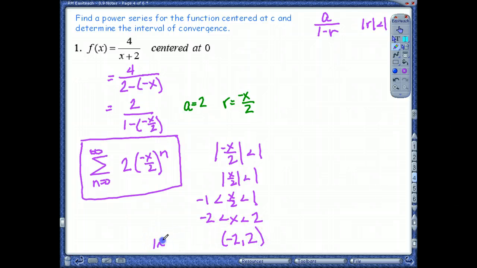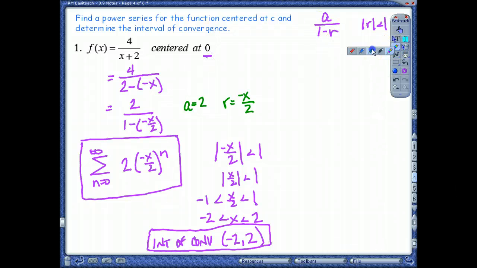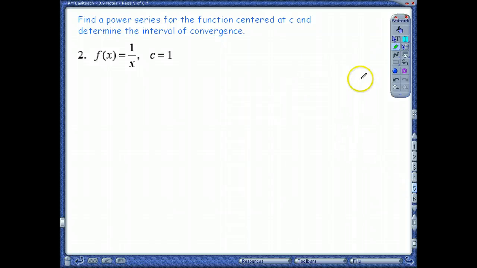And you want to put a little interval of convergence on that so people don't wonder what that random set of numbers is. We know that that is an interval and not a point. Okay? So you're looking at your function centered at, and you've got to get it into this beautiful form. Once you do that, it is all gravy. Okay, so let's try another.